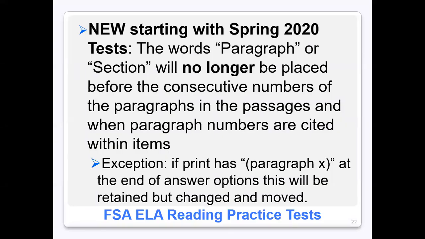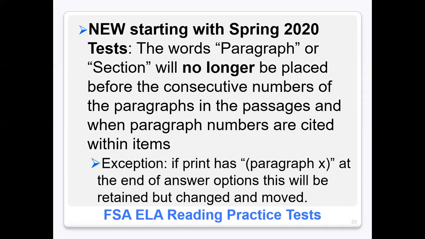All right, so again, new, starting with spring 2020 tests, the words paragraph or sometimes section, if it has to do with a play, are no longer going to be placed before the consecutive numbers of the paragraphs in the passage or when the paragraph numbers are cited in the items. The only exception to this is if the print has, in parentheses, paragraph, and it might be paragraph 8 or it might be paragraph 9 to 10. At the end of answer options, this will be retained. It's just going to be moved to precede the answer options. And we'll see an example of this. But there, the word paragraph actually is in print, so we're going to keep that.